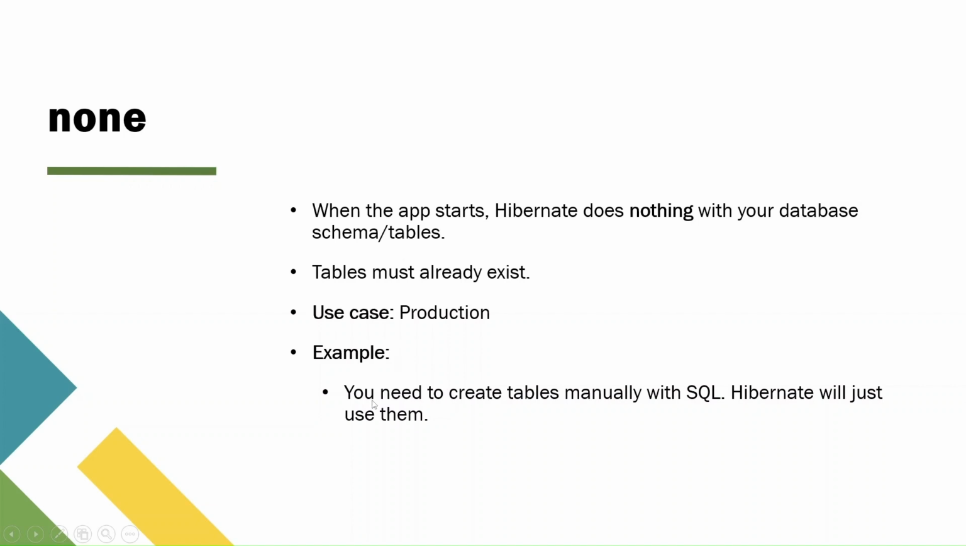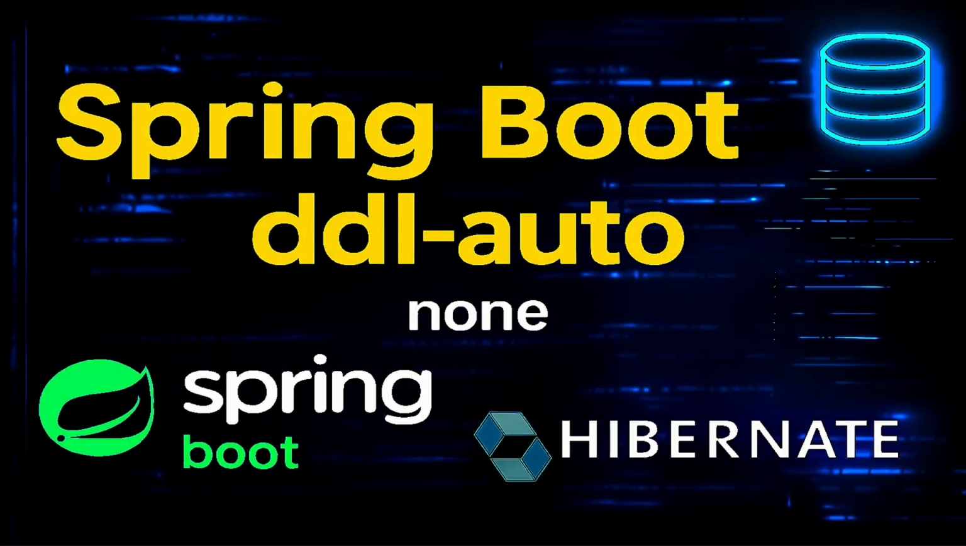What is the example? You need to create tables manually with SQL, which we already did. Hibernate will just use them. Yes, that is correct. Hibernate was just using our database. When we created those tables manually, Hibernate was just using those tables. That's it. So that is it for ddl-auto none.